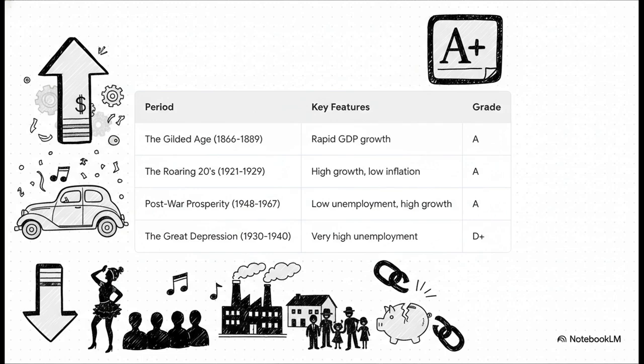So after this whole journey, how do we grade these different eras? Let's take a look at the report card. The Gilded Age, the Roaring '20s, and that incredible post-war boom, they all get straight A's. Why? Because you had super fast growth and low inflation, meaning the economy was getting bigger and your dollar was worth something. But then you have the Great Depression. Yikes, a D+. Not just because of the crazy high unemployment, but because of deflation. That's when prices actually fall, which sounds good, but it's a sign of a really, really sick economy. It's just a stark reminder of how fragile this whole system can be.